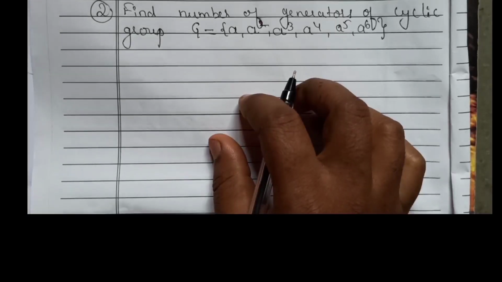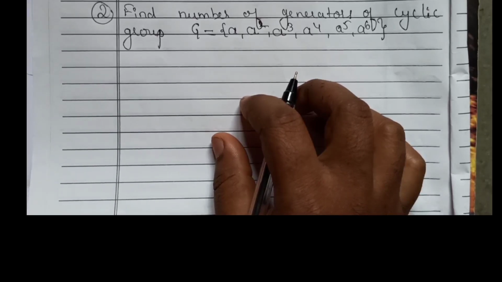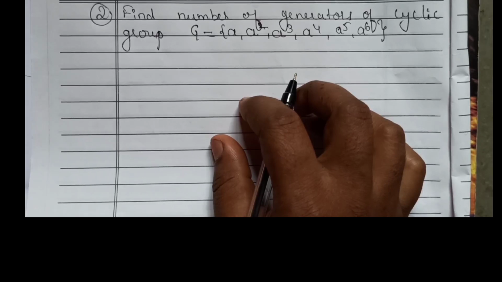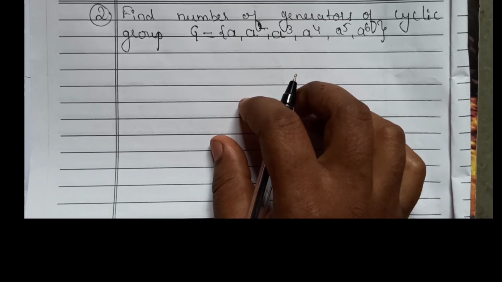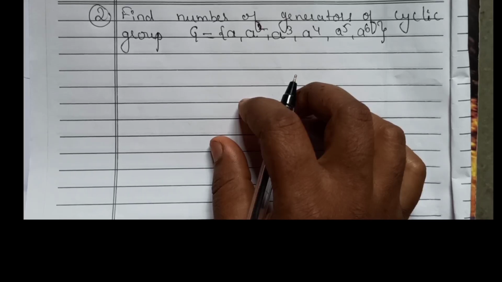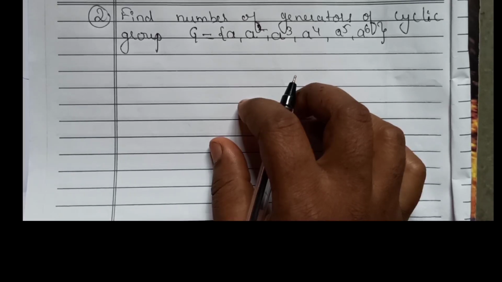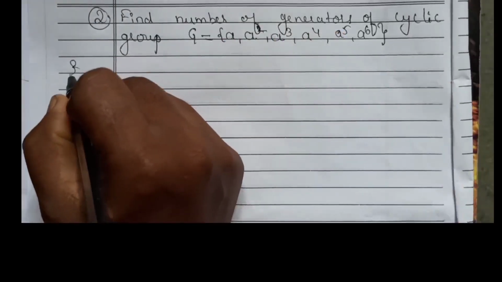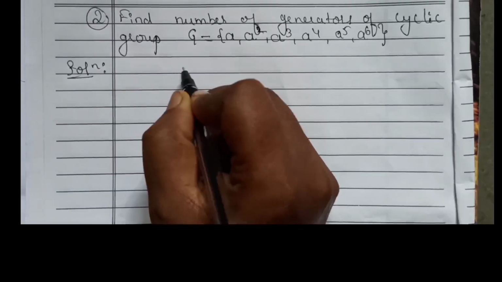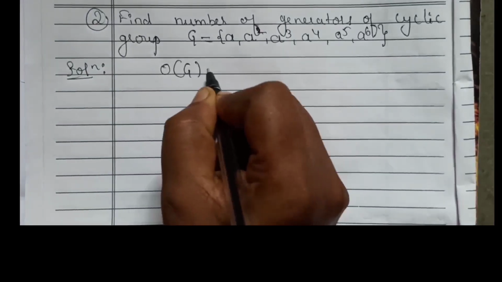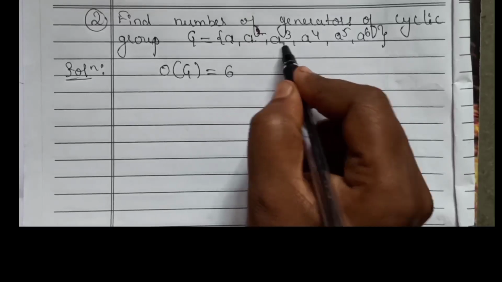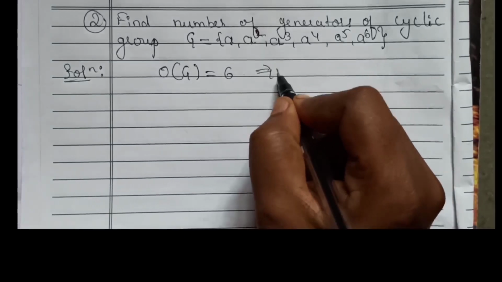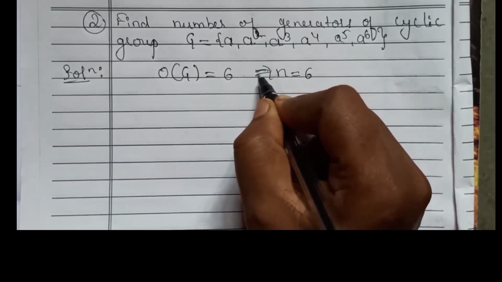Okay. Next, second example. Find the number of generators of the cyclic group G given by a squared, a cubed, a power 4, a power 5 and a power 6. This cyclic group G has a total of 6 elements: 1, 2, 3, 4, 5, 6. Therefore the order of G is 6, that is, n is equal to 6.